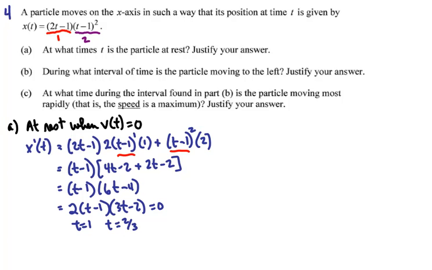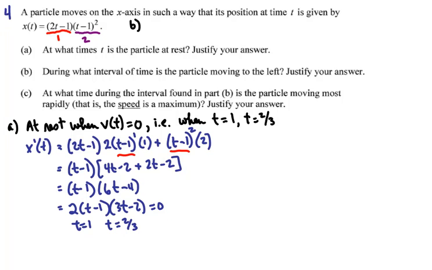So now I'm going to go back up to the justification that I started, and I complete my sentence. The particle is at rest when velocity is 0, that is when t is equal to 1 and t is equal to 2/3. So I have my justification and I have all my work there. I've done everything, and I'm going to go on to B.